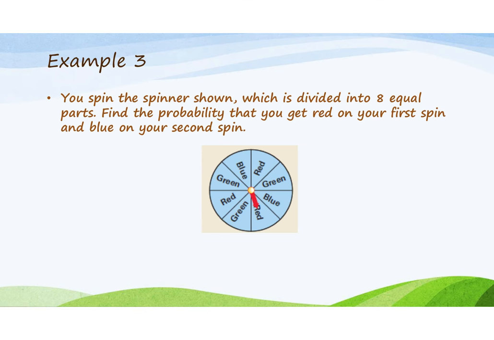Okay. Example 3. You spin the spinner shown, which is divided into 8 equal parts. Find the probability that you get red on your first spin and blue on your second spin. Guys, are these two independent or dependent events? They're independent. Does anyone know why they're independent? Because you're not taking anything away. Correct.